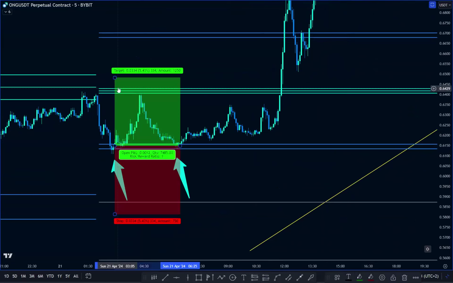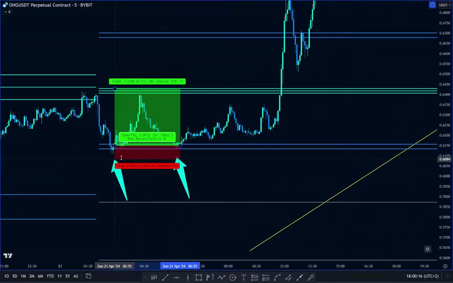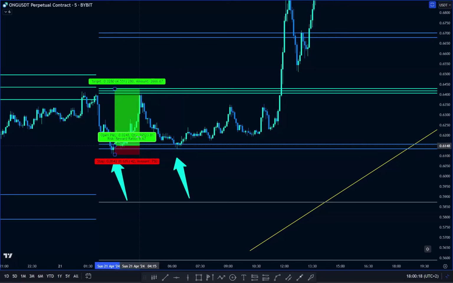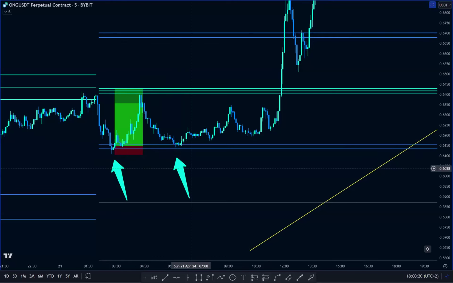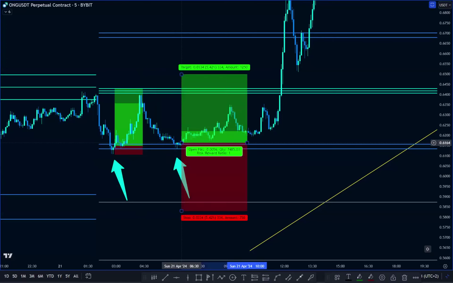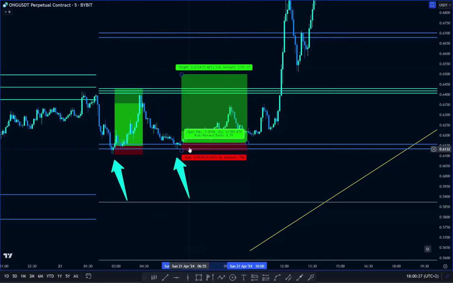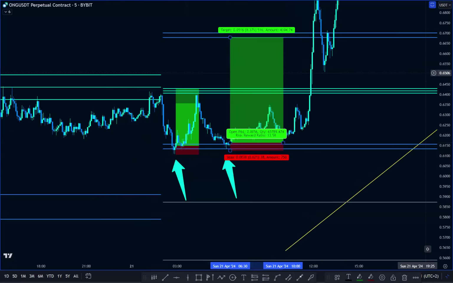So first entry would have been here. First target would have been the top, or as price hits the pivot. Then our second entry would have been when we got confirmation of this reversal candle in our key area at the bottom of the range. Stop loss is just under the blue lines, and we can target the top of the range as well.